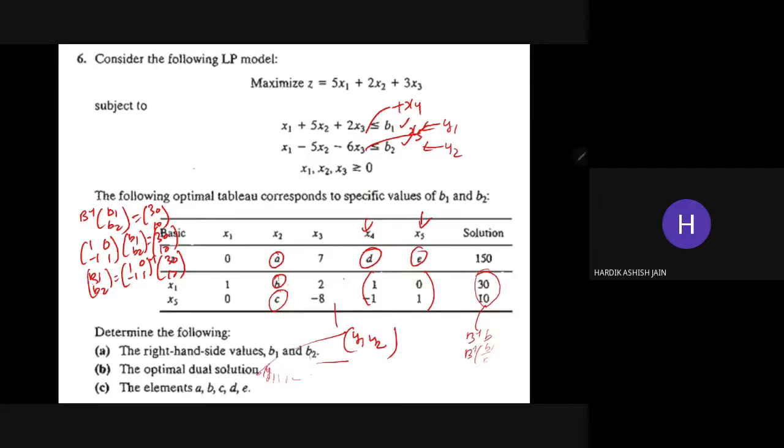Then we have to compute Bc, which is the B inverse corresponding to p2. So p2 is equal to Bc, and p2 is 5 and minus 5. So it will come B inverse times 5 and minus 5 is equal to Bc, and B inverse is 1, minus 1, 0, 1. Multiply it by 5 and minus 5, and you will get the value of Bc.